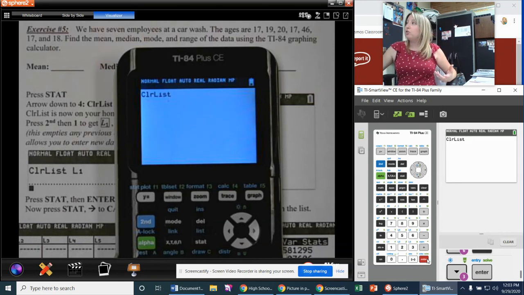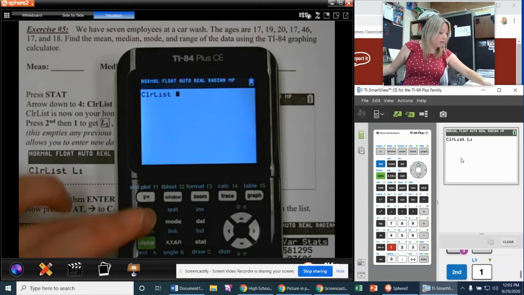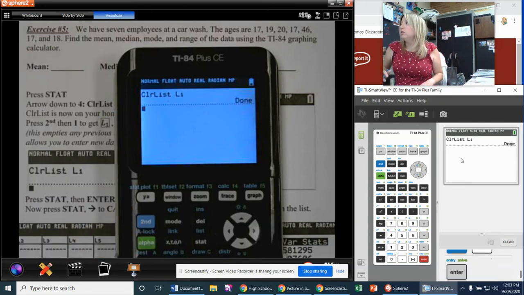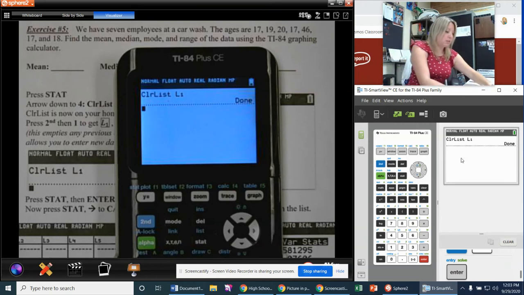Now, the thing you have to do is you have to tell your graphing calculator what list to clear. We had put data in L1, but we don't want that data anymore. We're done with Ralph's test scores. Now we want to do this car wash peeps. So press second and 1, because notice L1 is in blue over the 1 key. So that's how I get the L1 here for the list. So second and 1 gets me that L1, and then press enter, and you have cleared that list.